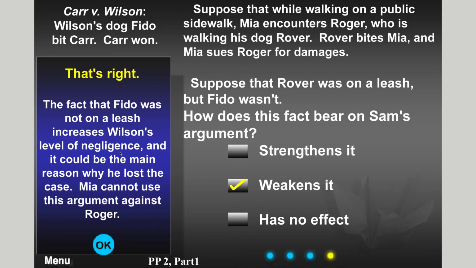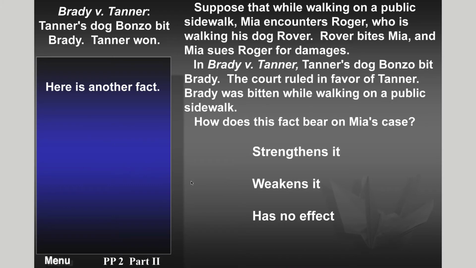That, in the law, in case you don't know it, is often used in lawsuits. That is, were you negligent? For example, if you left out a slippery sidewalk in front of your business, or you knew that the sliding doors at your place of business were constantly shutting suddenly and hitting people. Well, then you're being negligent, right? And it could be the main reason why he lost the case. Mia cannot use this argument against Roger. Roger was not being negligent with Rover. Roger had Rover on a leash, okay? And it's a very relevant fact for whether you're arguing negligence.